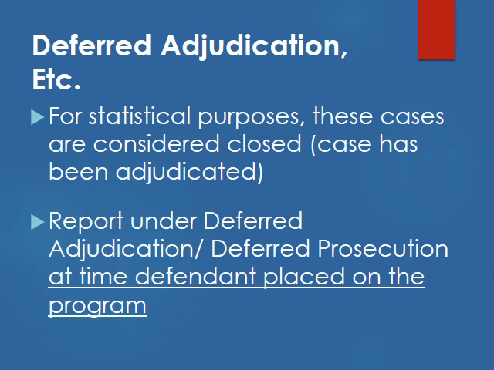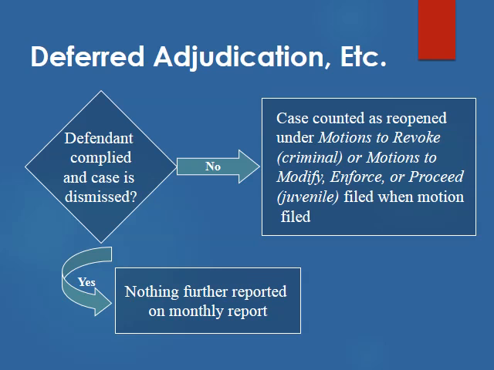For statistical purposes, a case is considered disposed when the defendant or juvenile is placed on deferred adjudication, deferred prosecution, probation, community supervision, or pretrial diversion because the case has been adjudicated. These cases should be reported at the time the defendant is first placed on the program. If the defendant or juvenile complied with the terms of the agreement, nothing further will be reported on the monthly report.